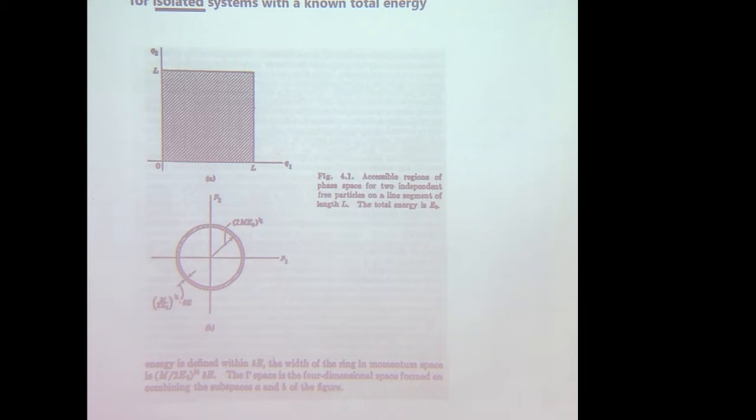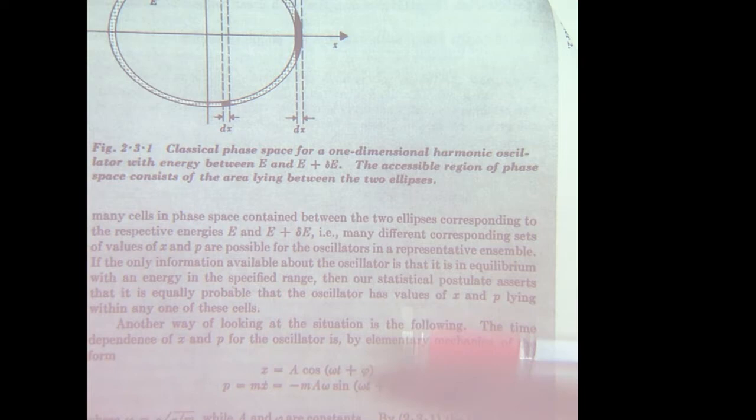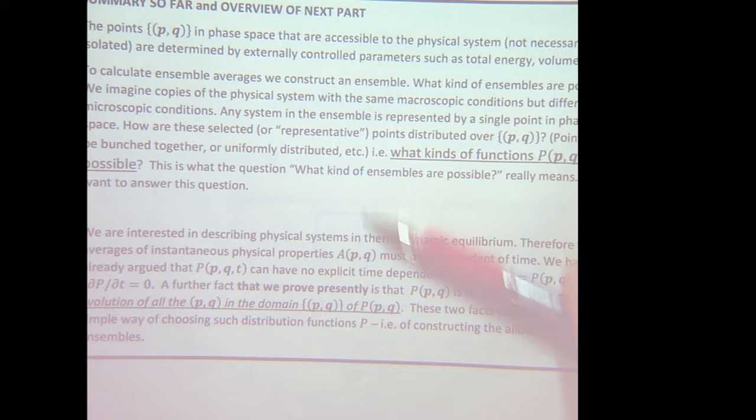This is the picture for one harmonic oscillator in one dimension. There's X and P, and so you can just read that. This is straight from Reif, chapter 2. And I've put in this summary. It should be really clear what we're trying to do here, hopefully in really basic terms.